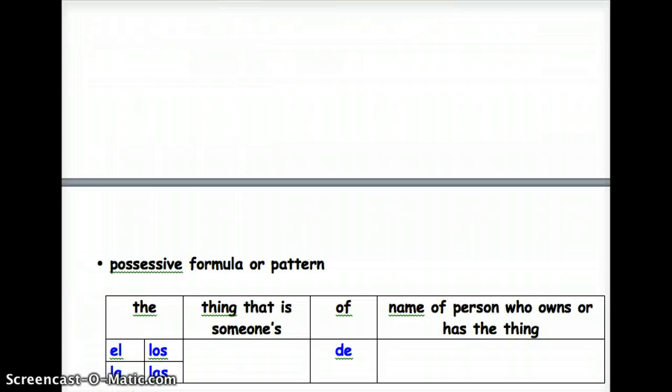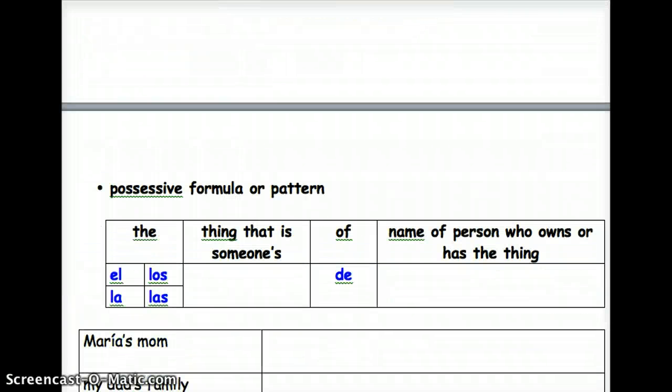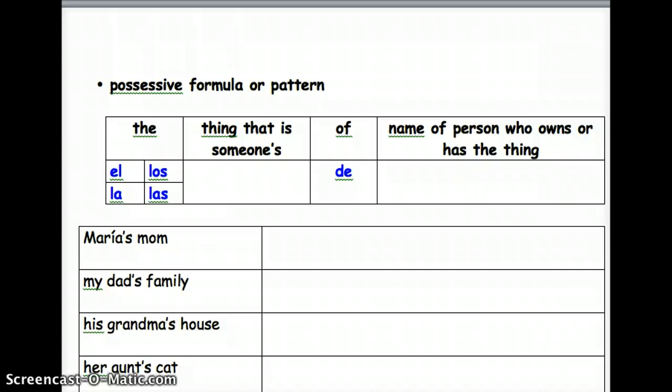We've got a formula or a pattern for you to follow to express possession. The first thing that you'll have is one of the words for the. Remember, there's 4 different ways to say the because we're describing masculine things that are singular, feminine things that are singular, and then feminine and masculine things that are plural. So make sure that the agrees with whatever it is that that person owns.